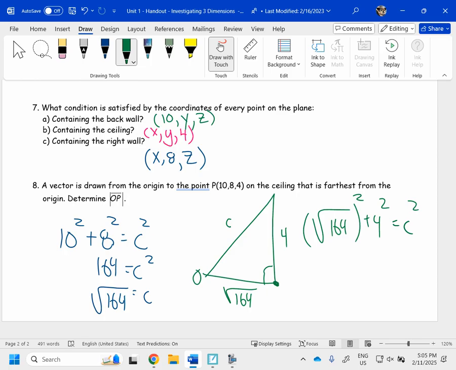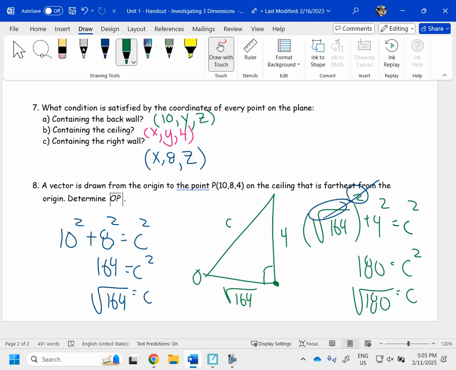Which is what, 180? Notice the squared and square root, these two things just cancel each other out this way, and this guy's cancel. So we've got 164 plus 16 is C squared. In other words, C is the square root of 180, whatever that comes out to.